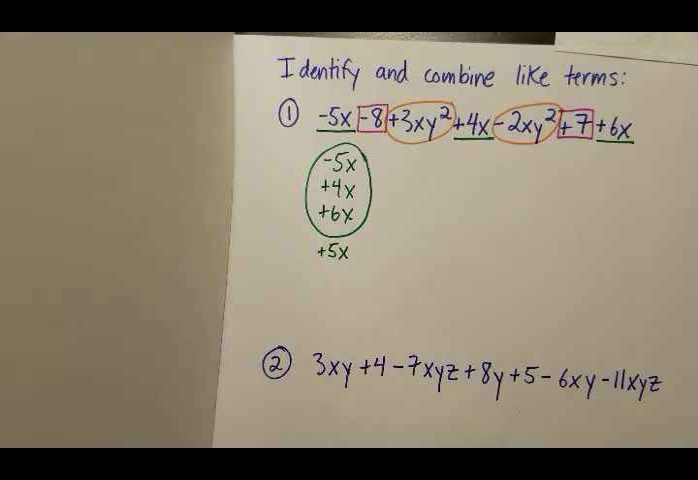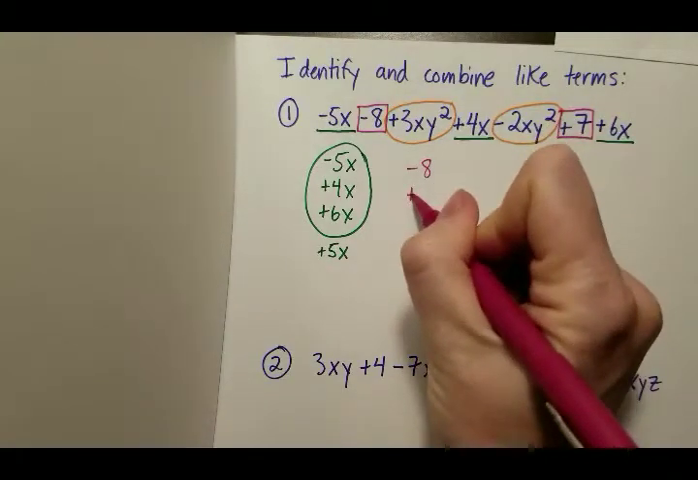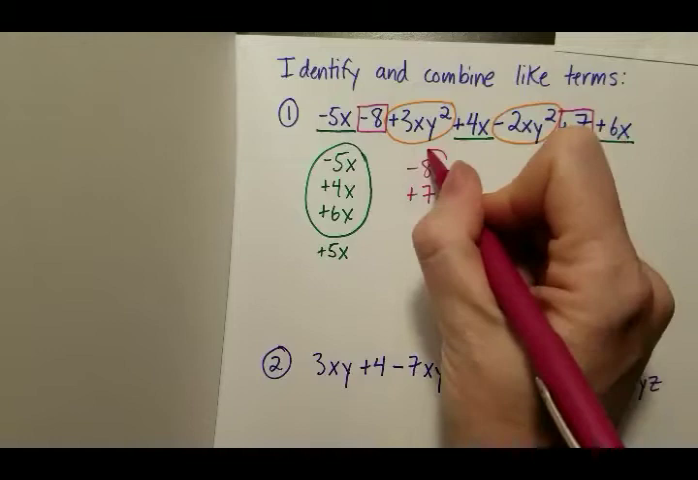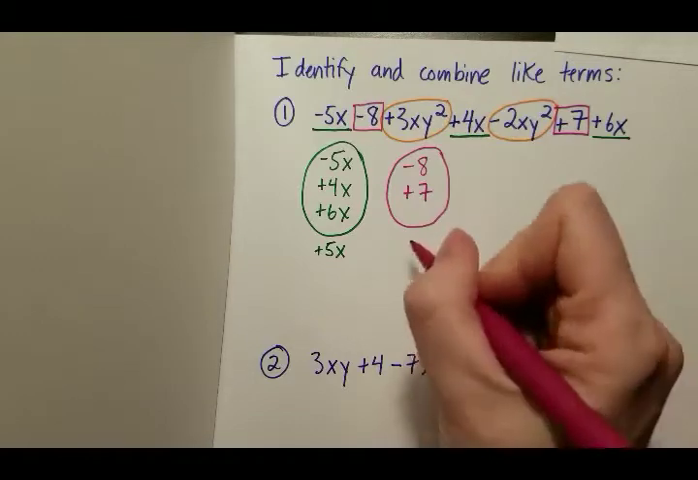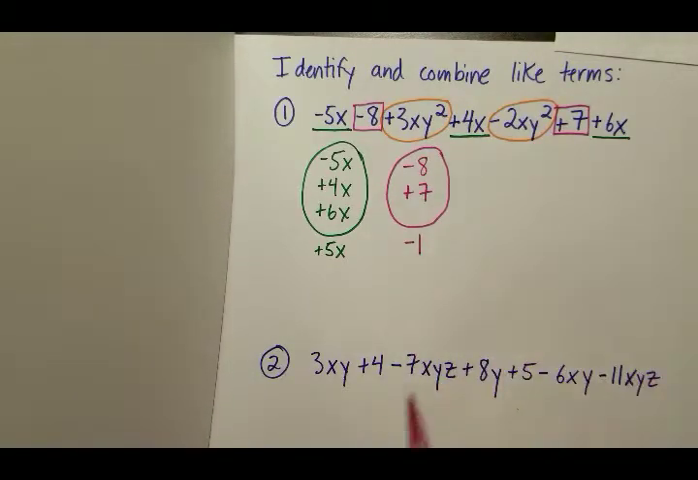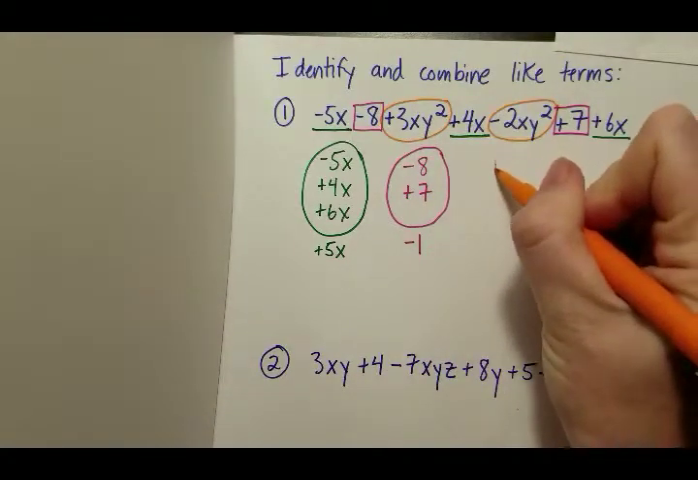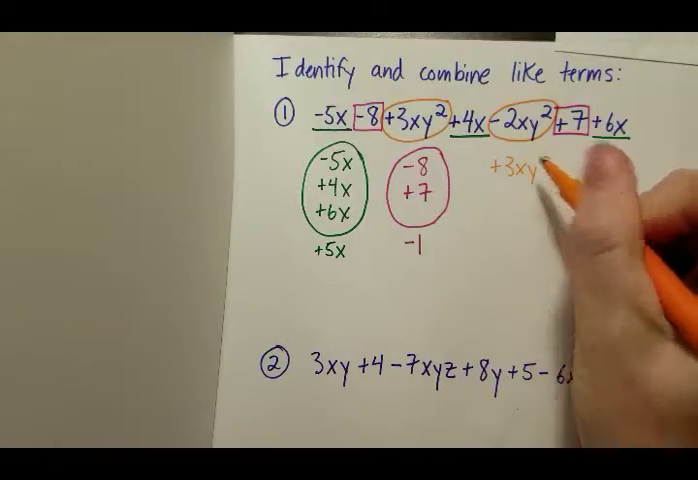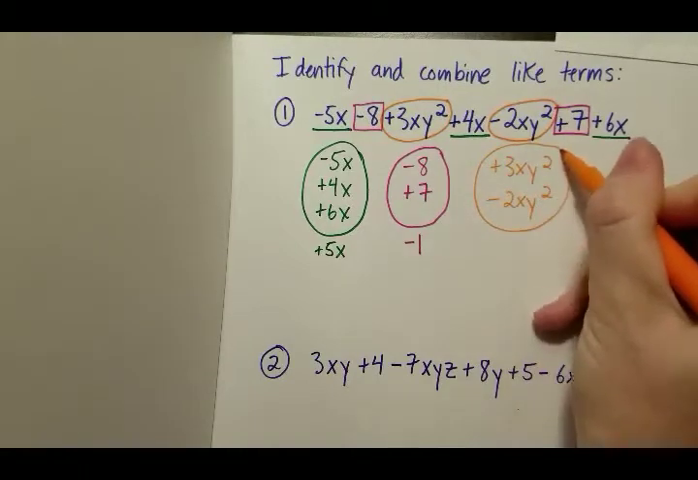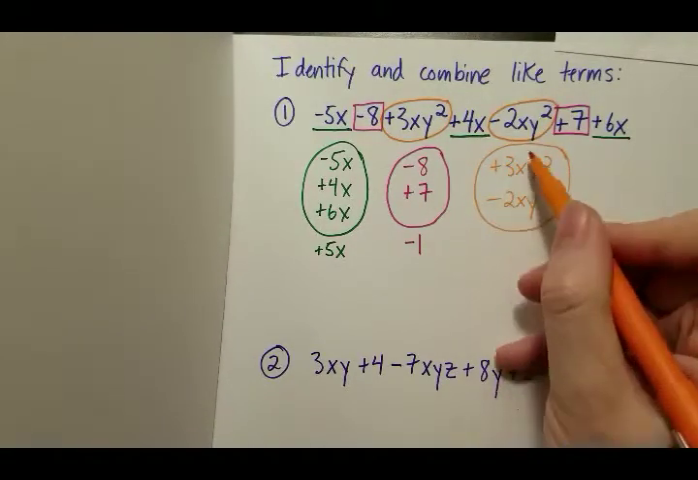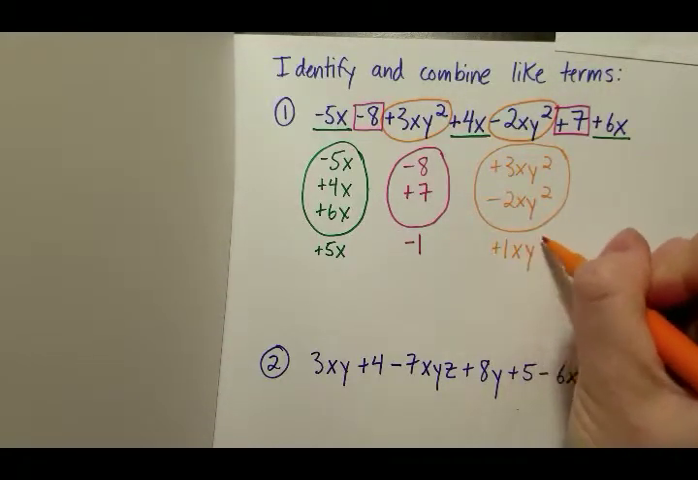All right, the next thing that we're going to look at is, let's go with our purple. So we had our constants, negative 8 plus 7. If we add those together, negative 8 plus 7 gives us negative 1. And then finally, if we look at our orange circled ones here, we have plus 3xy squared minus 2xy squared. If we add plus 3 minus 2 together, we have 1xy squared, and that's positive.